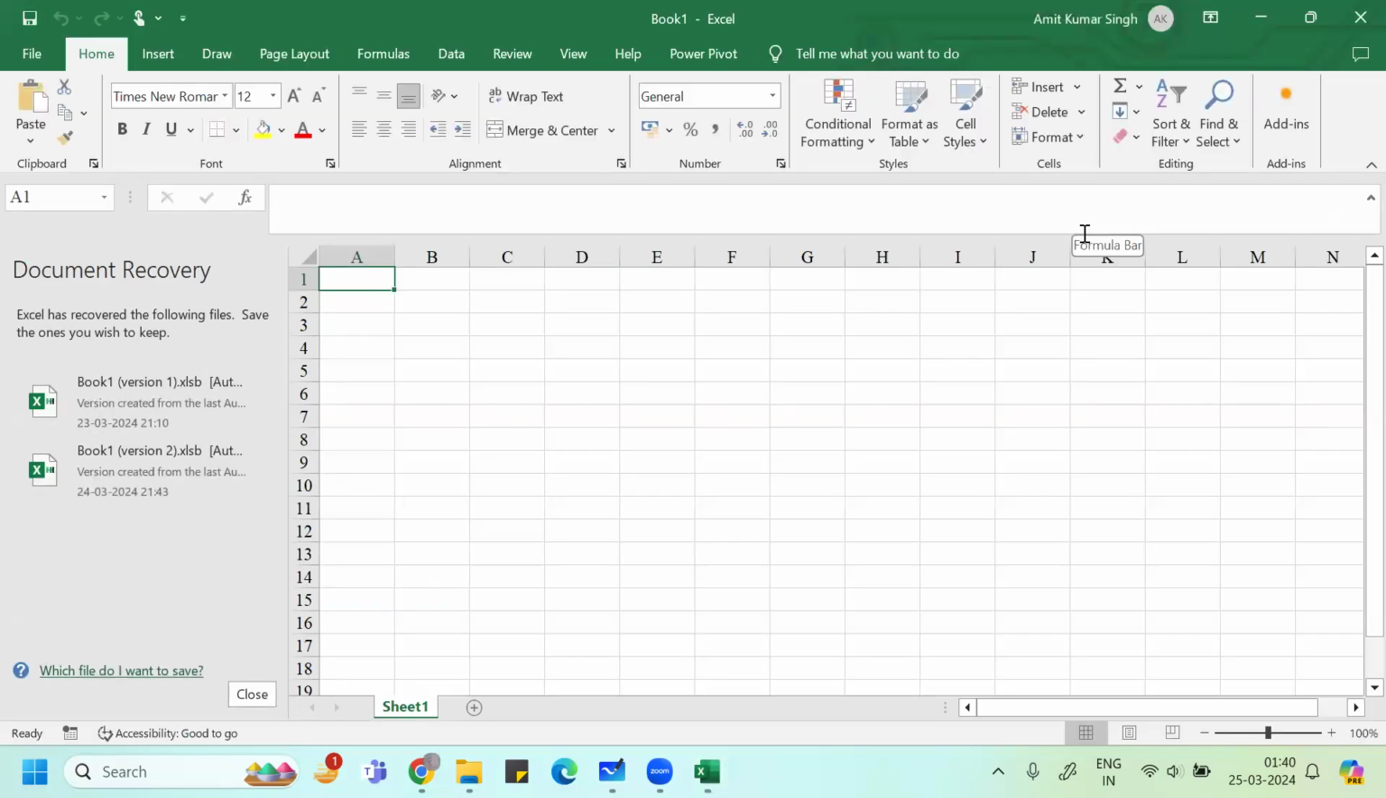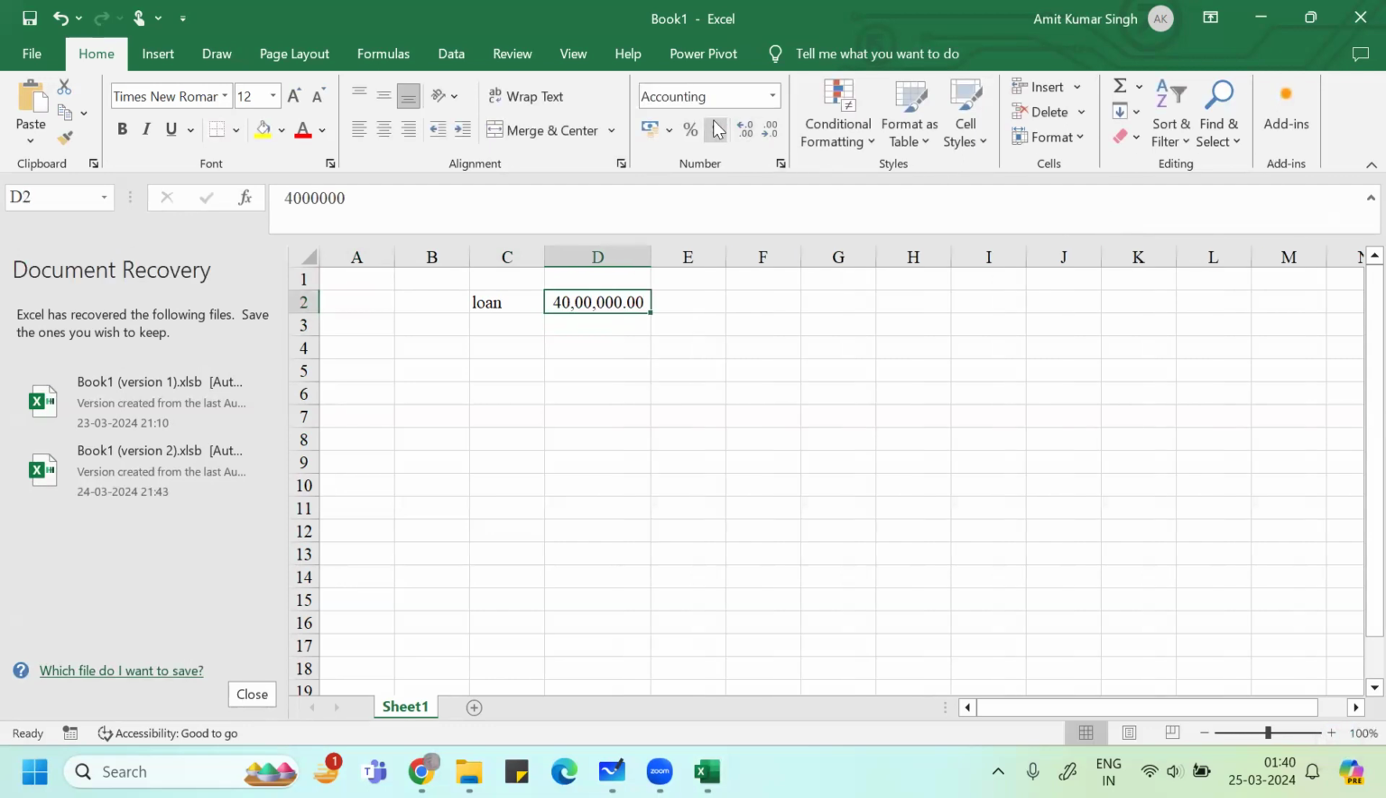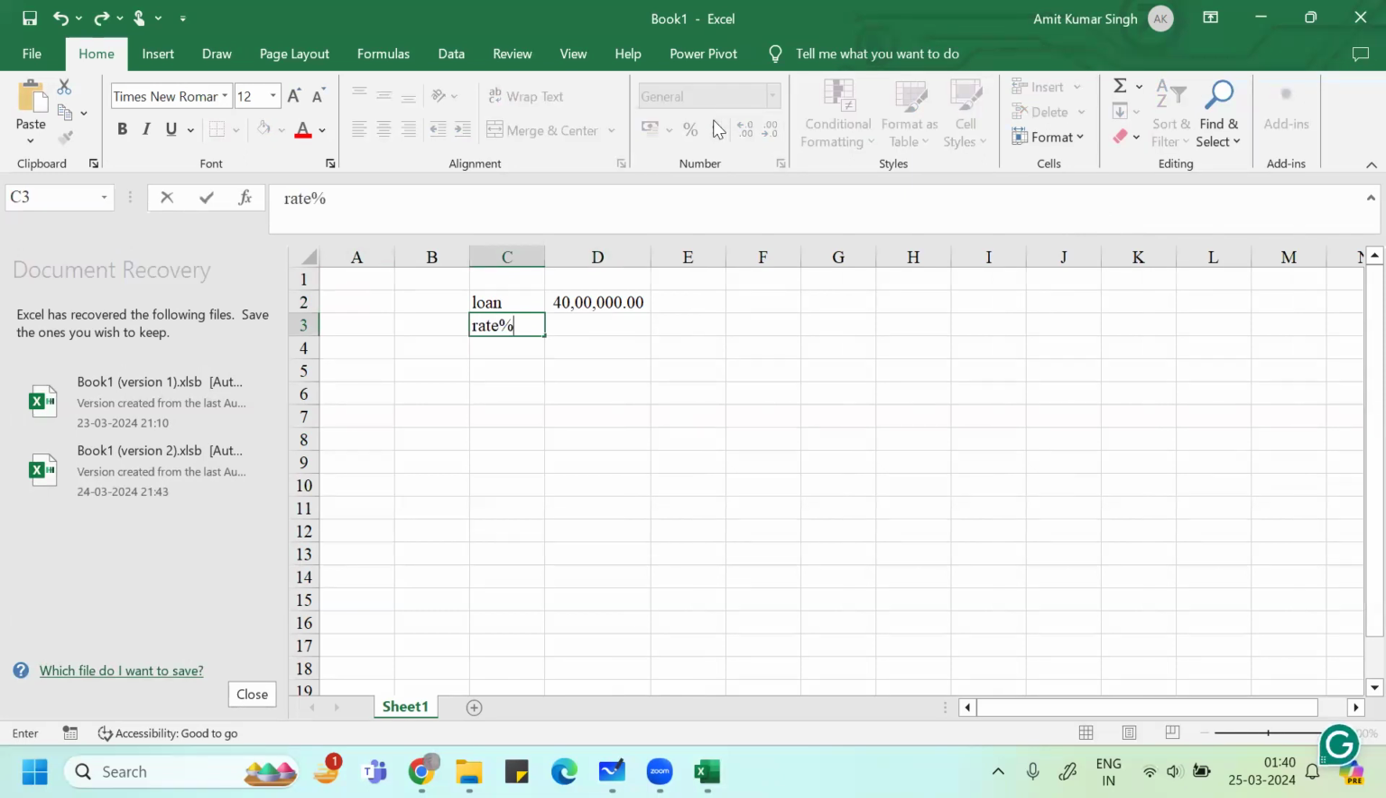Here, you just write down the loan. The loan amount is 40 lakh rupees as per this question. So this is your 40 lakh rupees, this is your loan amount. The rate of interest here is 10.5% per annum.